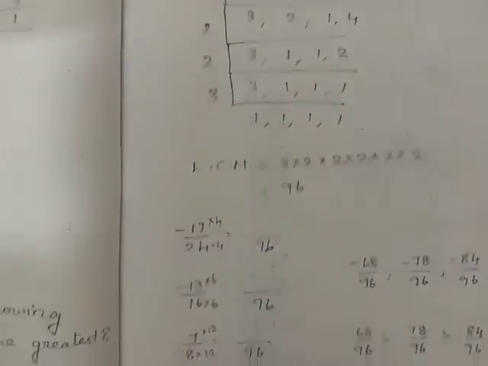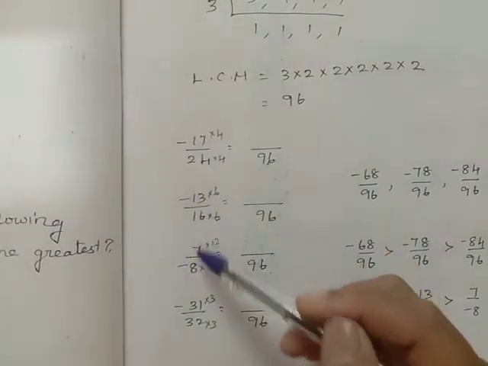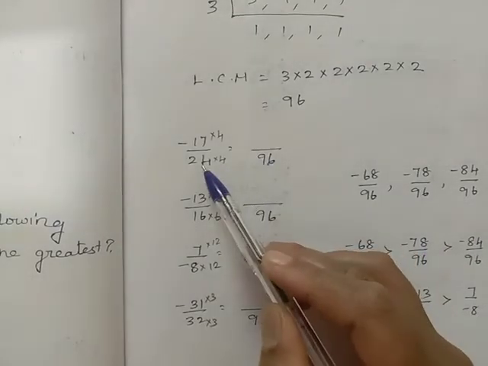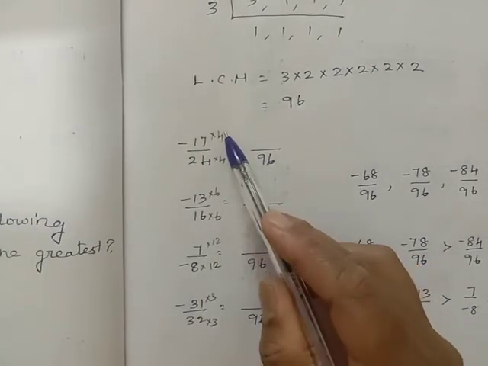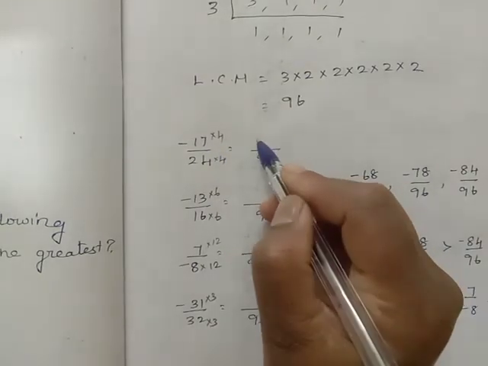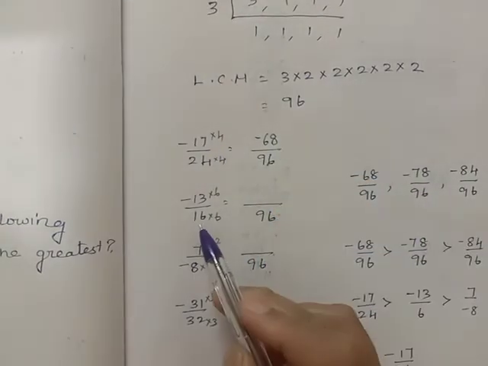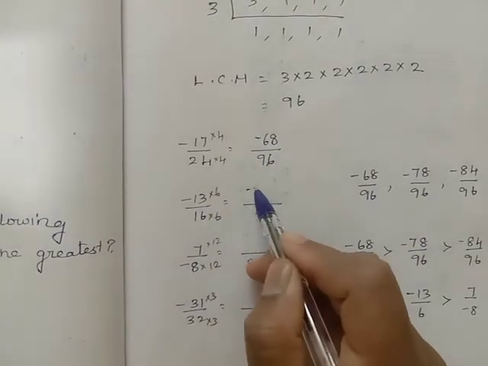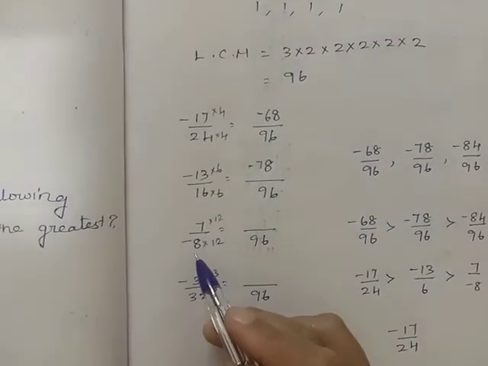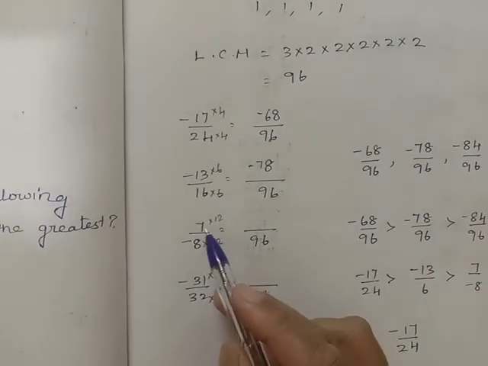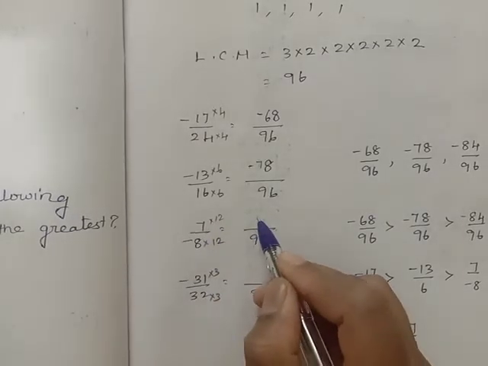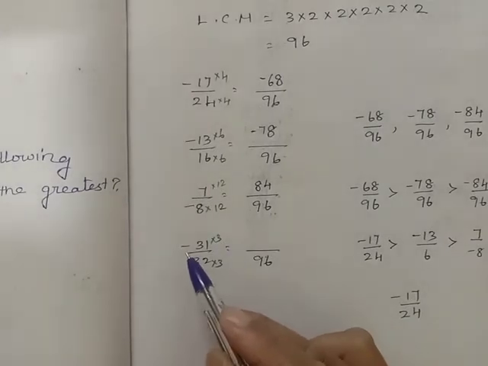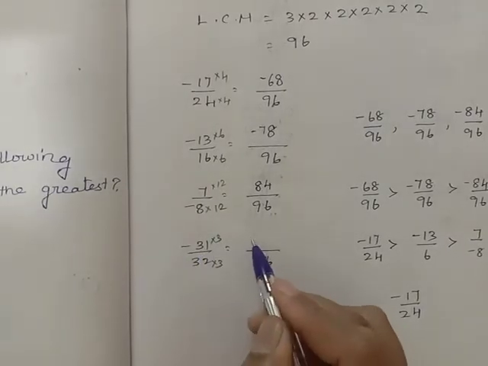We'll write the numbers one by one. Okay, I've written the numbers one by one. The LCM is 96, 96, 96, 96. So for 24 to become 96, we multiply by 4. So 17 into 4 is minus 68. For 16 to become 96, multiply by 6. Minus 13 into 6 is minus 78. Next, for 8 to become 96, multiply by 12. So 12 sevens are 84. And for 32 to become 96, multiply by 3. So 31 into 3 is 93.